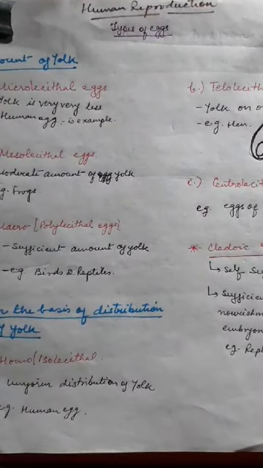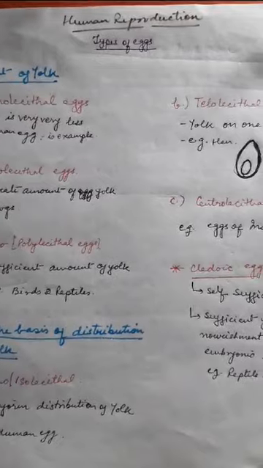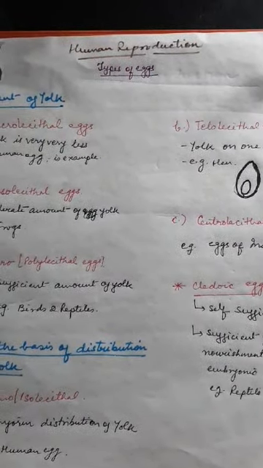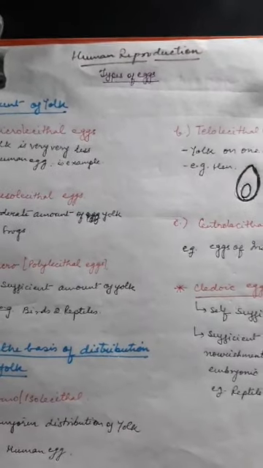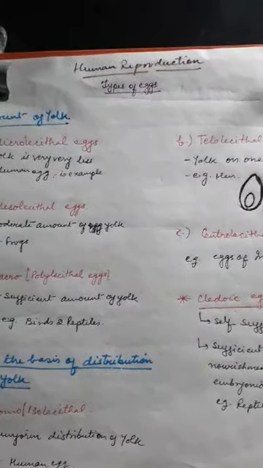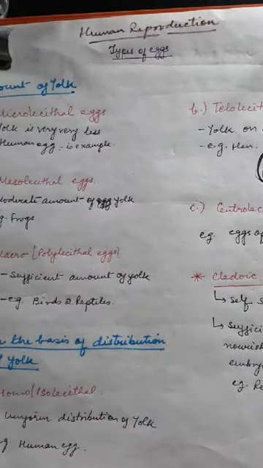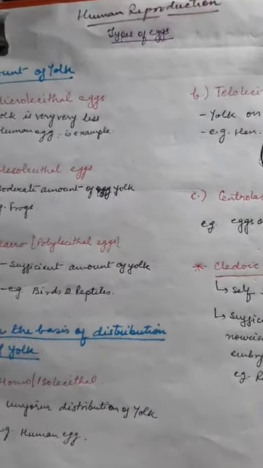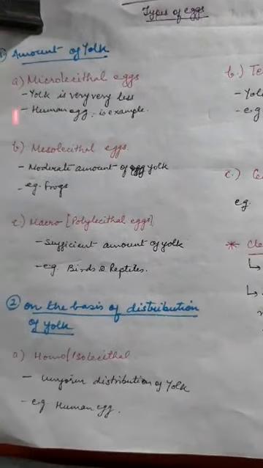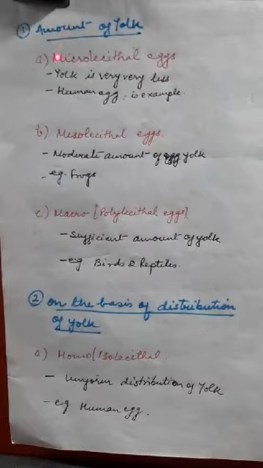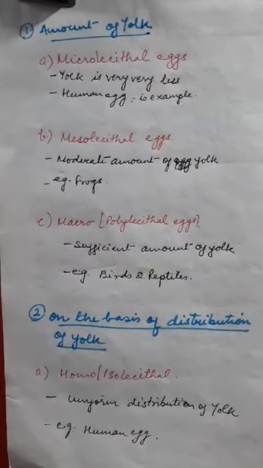Hello children, let us now talk about different types of eggs and the classification based on the amount of yolk, and second is on the distribution of yolk. So on the basis of amount of yolk there are three types. On the basis of amount of yolk which is present in the egg, there are three types of eggs present.